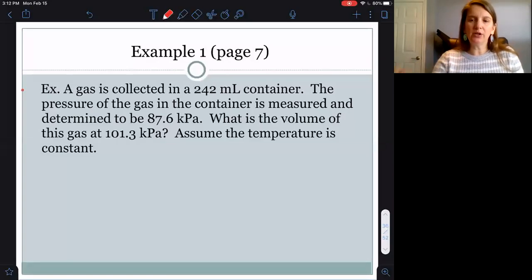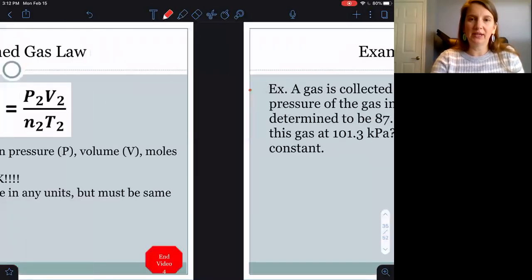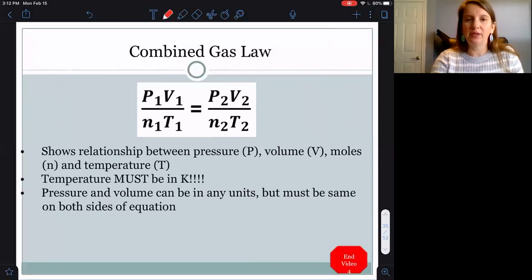Hey students, we're going to go over some examples of using the combined gas law, which I showed you in the last video. When we use the combined gas law, we're going to have two of each variable. So we could have two pressures, for example, or a new volume, or something that's at STP and something that's not at STP.